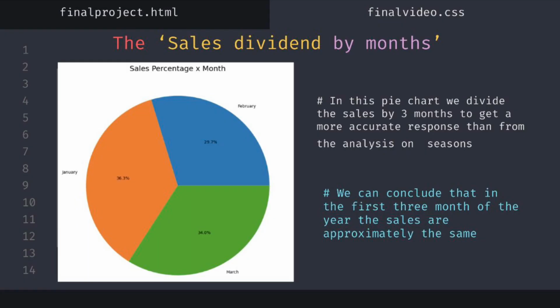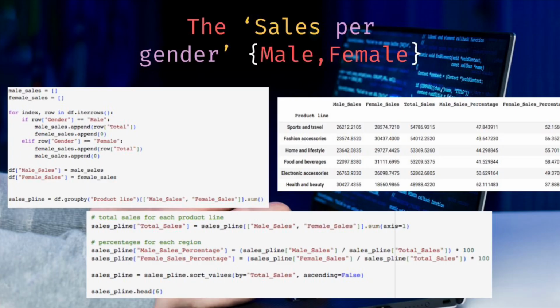In this pie chart, we divide the sales by 3 months to get a more accurate response than from the analysis on seasons. We can conclude that in the first 3 months of the year, the sales are approximately the same. Now, to get further information on the type of customers we have, we're going to divide the sales per gender.